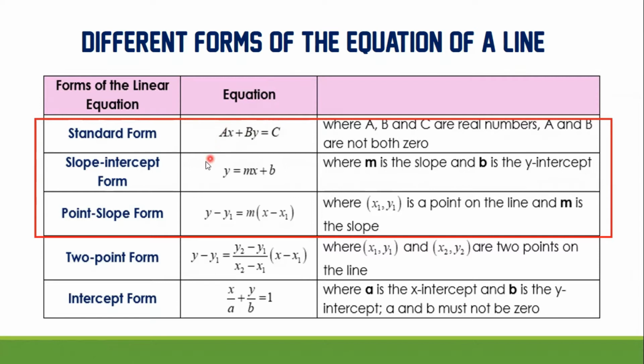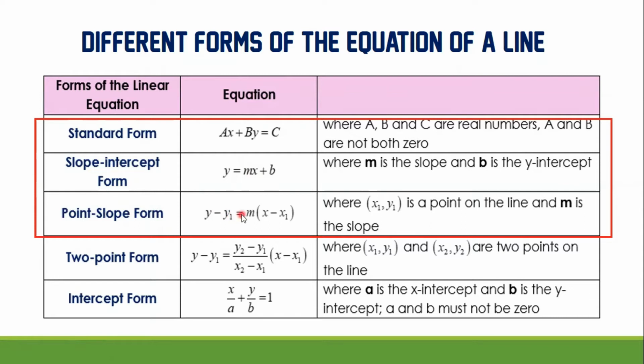And for the second one, we have here the slope-intercept form, which is, of course, y equals mx plus b, where m here represents the slope and the b here represents the y-intercept. Now, when are you going to use this one? By the name itself, you're going to use this one if you are given a slope and the y-intercept, of course.